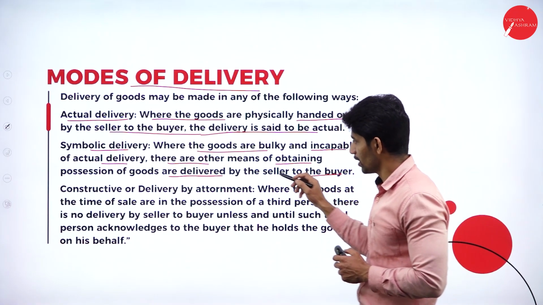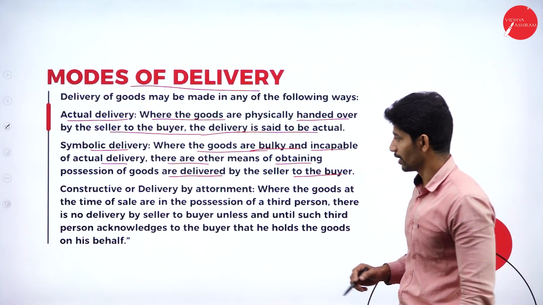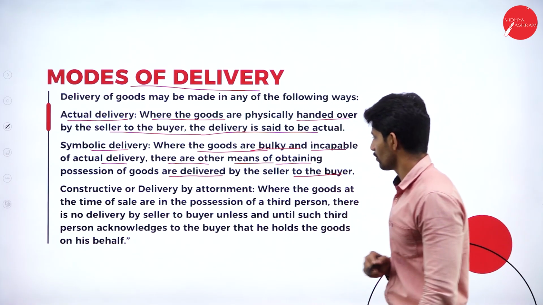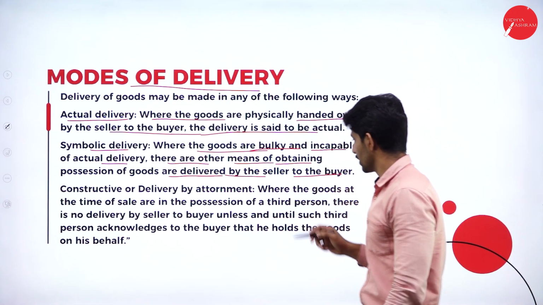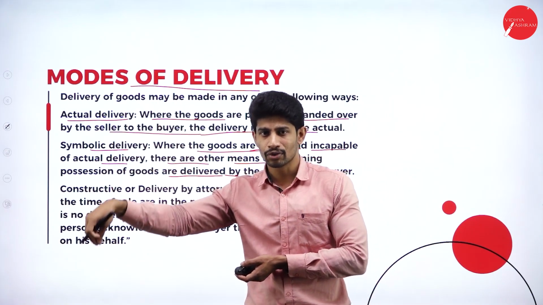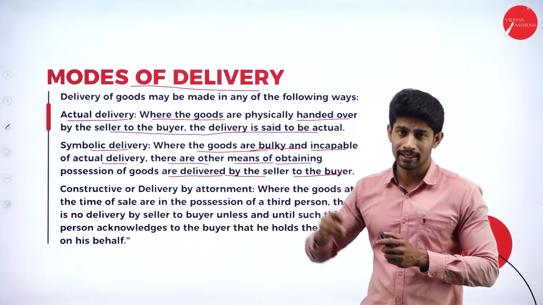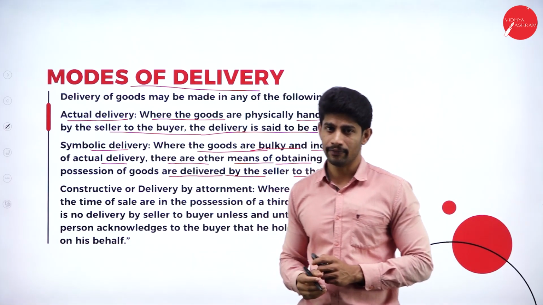That means if it is not possible to deliver the bulky goods or they are incapable of actual delivery, there are other means of obtaining possession of goods delivered by the seller to the buyer. So in one or the other way, the seller delivers the goods to the buyer. That is called symbolic delivery.